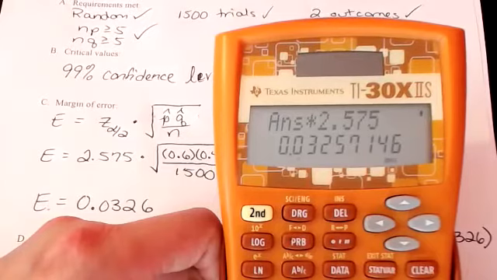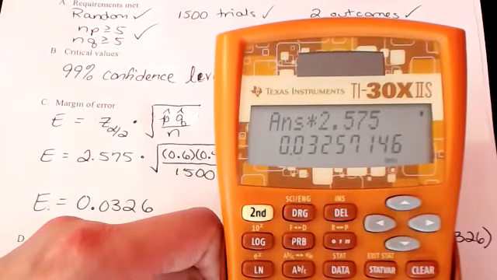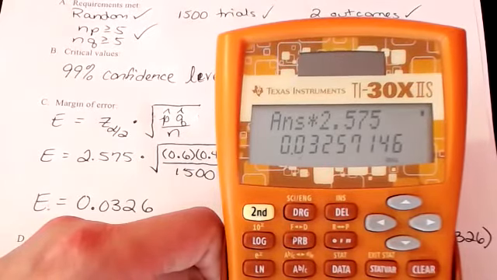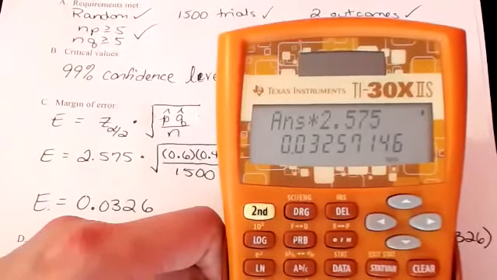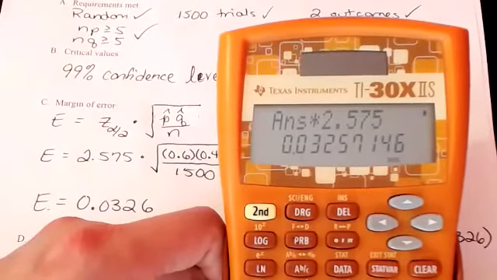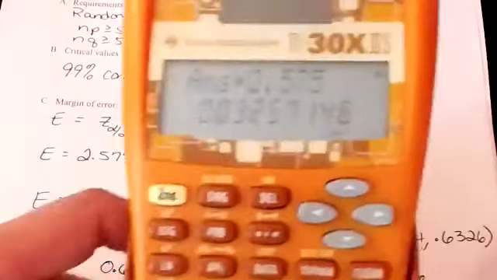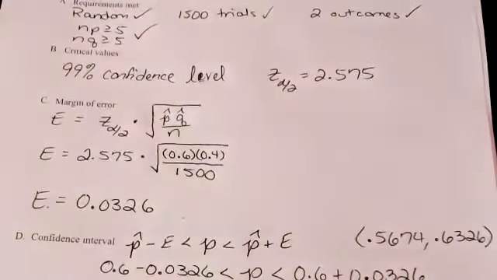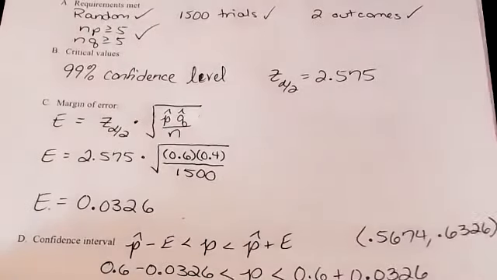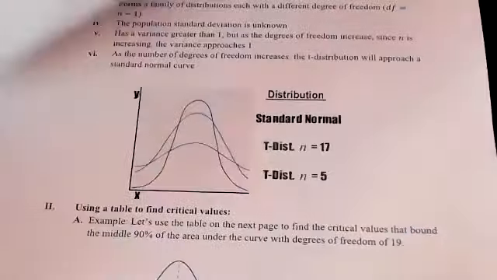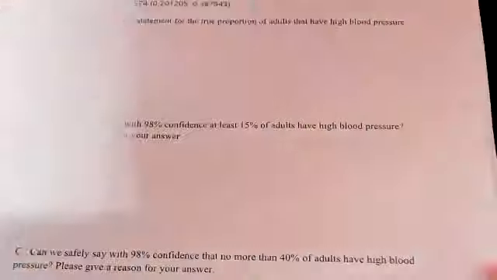You should have 0.0326, which is what we rounded to. So you should have 0.032571446. Okay, let me know if that was a success. Good.